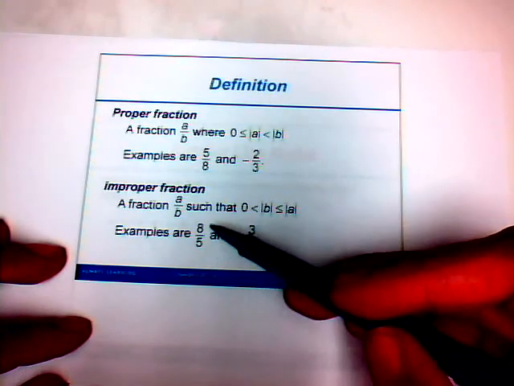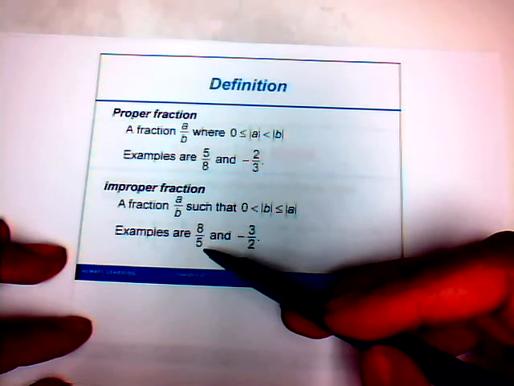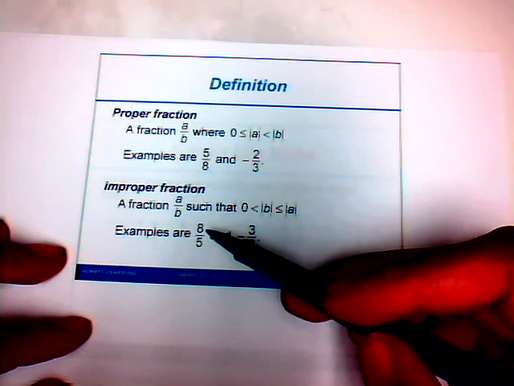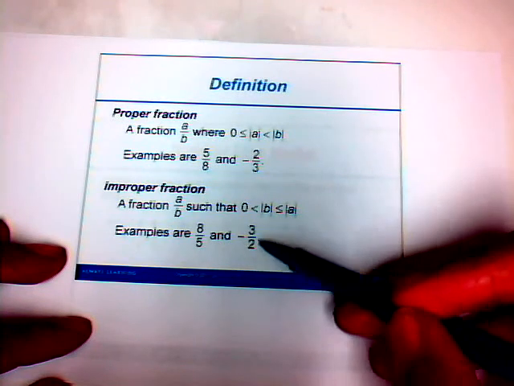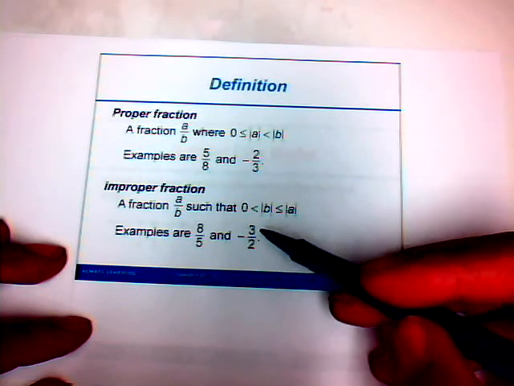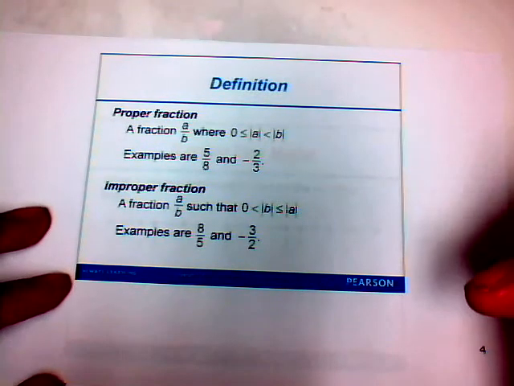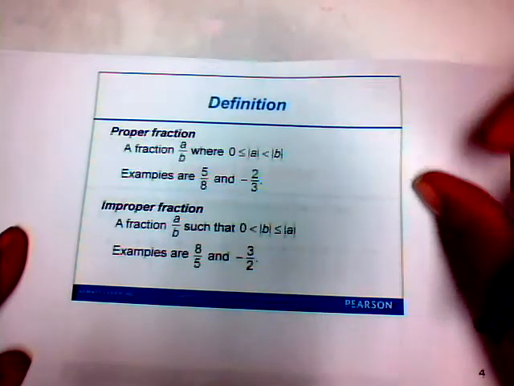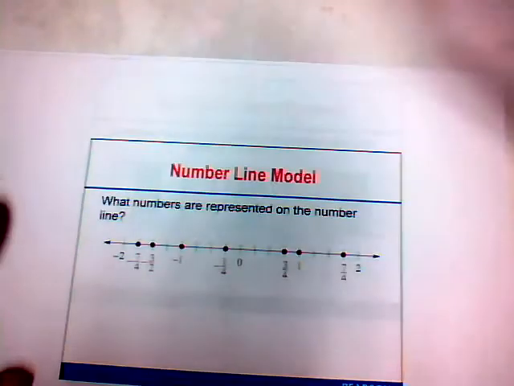Like 8/5 is an improper fraction because the numerator is bigger than the denominator. 8 is bigger than 5. Also, -3/2 is an improper fraction because if we disregard the negative sign, the numerator 3 is bigger than the denominator of 2. Okay, so know the difference between a proper fraction and an improper fraction.